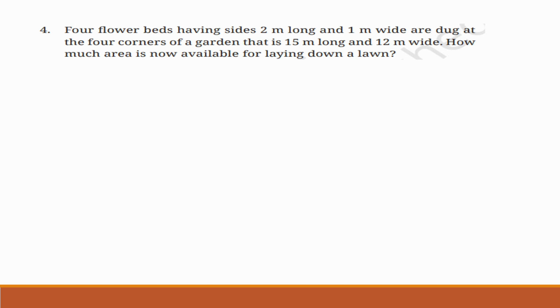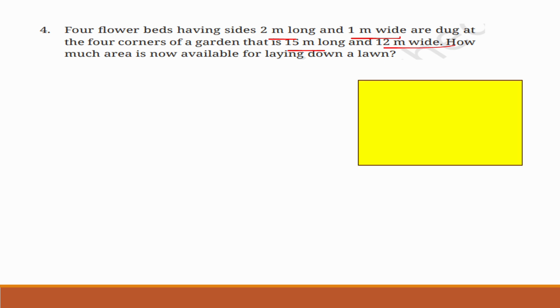4 flower beds having sides 2 meter long and 1 meter wide are dug at the 4 corners of a garden that is 15 meter long and 12 meter wide. How much area is now available for laying down a lawn? So, there is a garden, its length is 15 meter and its width is 12 meter. Then 4 flower beds are arranged at the 4 corners of this garden like this.